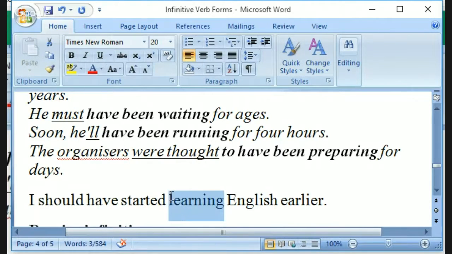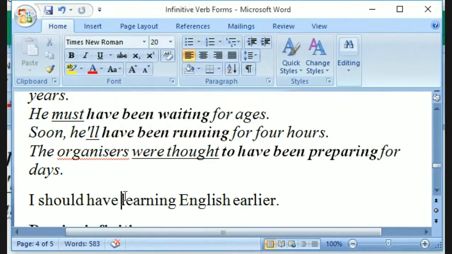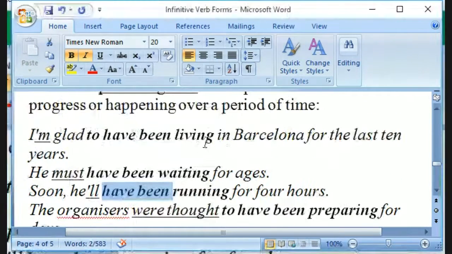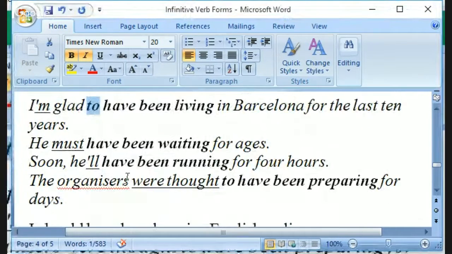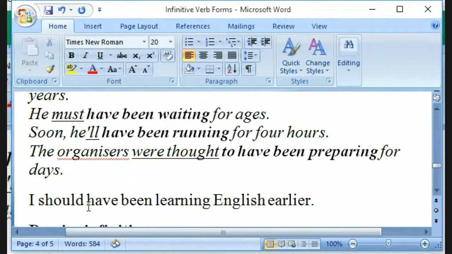Actually, what you have here is a gerund. Learning, waiting. Maybe because of this gerund, because of start, so it's different. So if I get rid of that, I should have been, always been: have been running, have been waiting, have been living. The to is there unless it's a bare infinitive, like after must or will. So it would be bare here. There's no to. So that's it. I should have been learning English earlier.